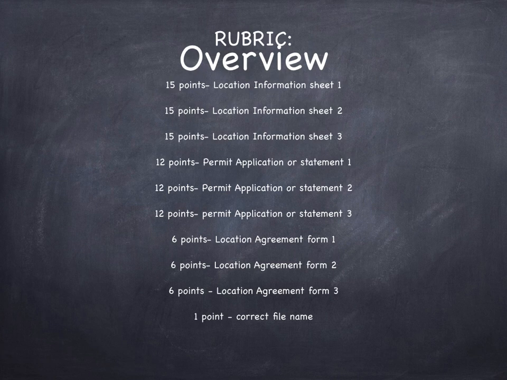So, overview, this is listed in the assignment. I break down exactly what you need and how many points everything costs. So I need those 3 location information sheets. I need either a filled out permit application for your intended location, or a statement.